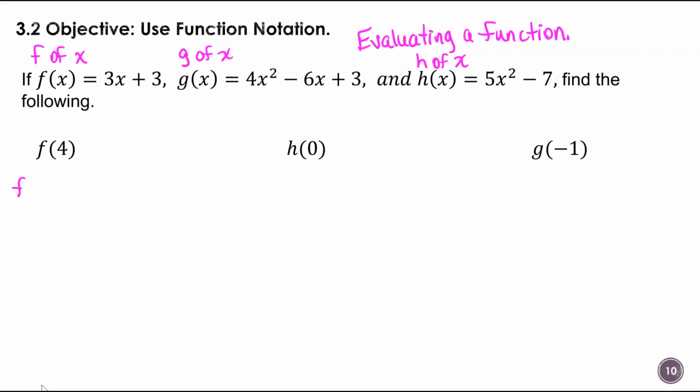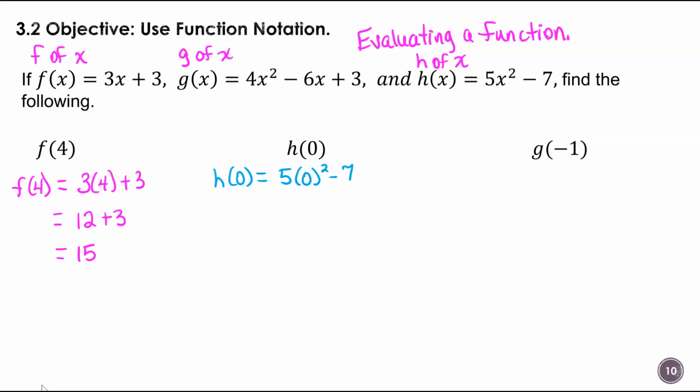If I substitute 4 into my f function, then I'm going to say 3 times 4 plus 3. So that's 12 plus 3, which is 15. Now, I am not solving an equation. Make a note to yourself. We are not solving an equation here. We're simply substituting and evaluating. All right, so on the h function, I'm going to substitute a 0. So this is 5 times 0 squared minus 7, which is 5 times 0, and 0 minus 7.